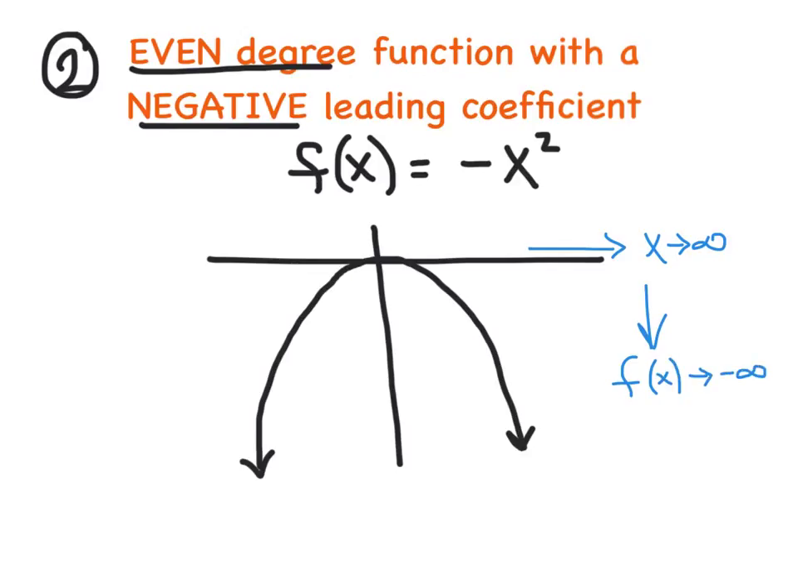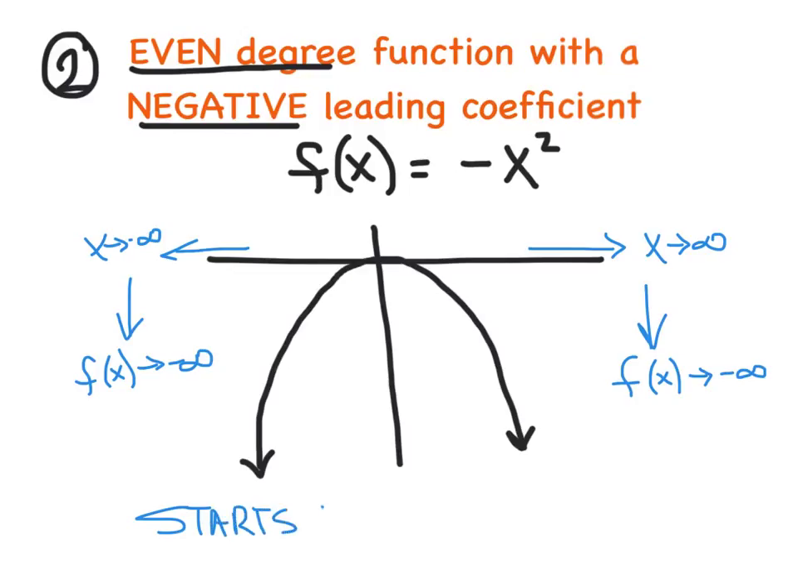What if I go to the other end? If I say, okay, x is approaching negative infinity, we're walking to the left, what's f of x doing? F of x is going down again, so let's say f of x is approaching negative infinity. One way to summarize this group of functions is to say, you know what, it starts low and it finishes low. Starts low, finishes low. And that's going to be true anytime it's an even degreed function with a negative leading coefficient.